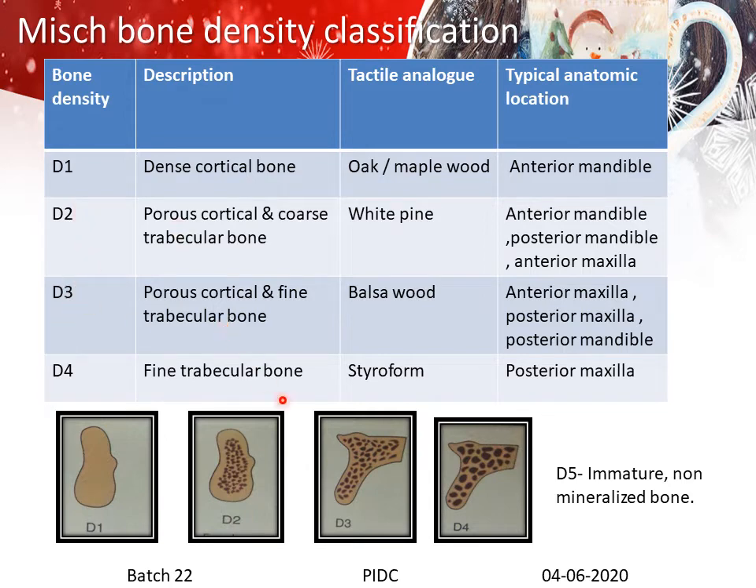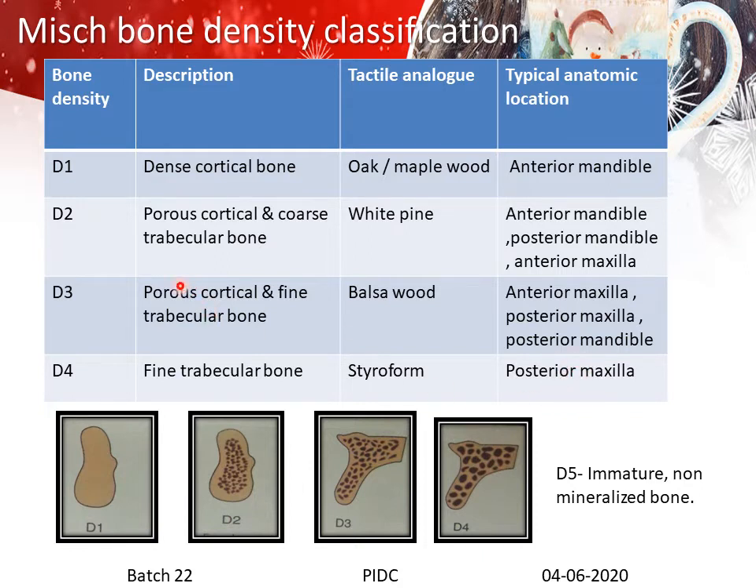D3 type of bone, you have a porous cortical bone with a fine trabecular bone outside. So in this case, this is present in the anterior maxilla, posterior maxilla, and the posterior mandible. D4 type of bone is a fine trabecular bone. So you can see how much amount of spaces is there between them. This is found mostly in the posterior maxilla region.